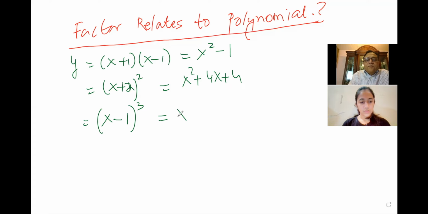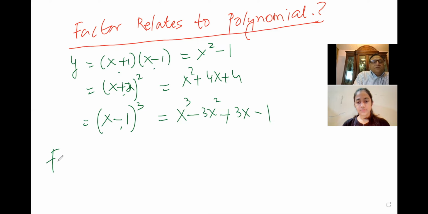x cubed minus 3x squared plus 3x minus 1, right? This is your cubic equation, right? All three are polynomials, correct? You get the idea? All three are polynomials. And these are their factors. I have written polynomials in factored form, right?